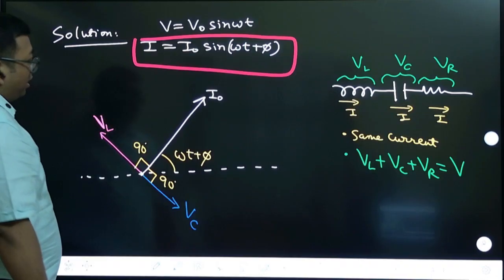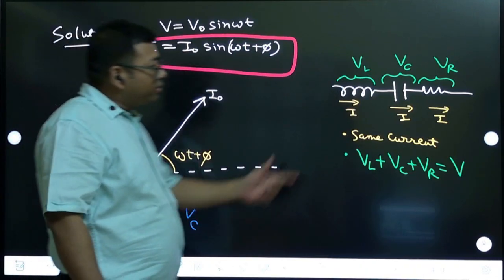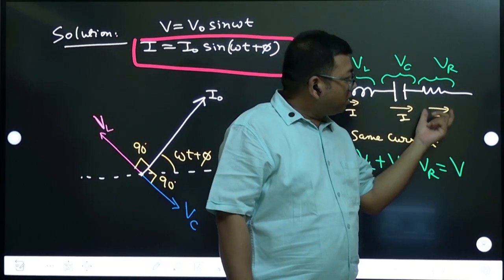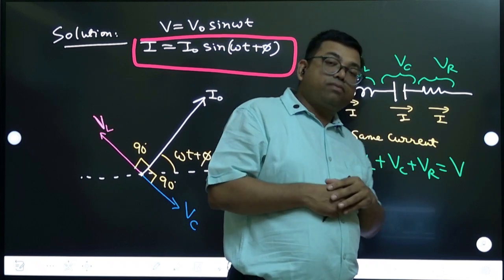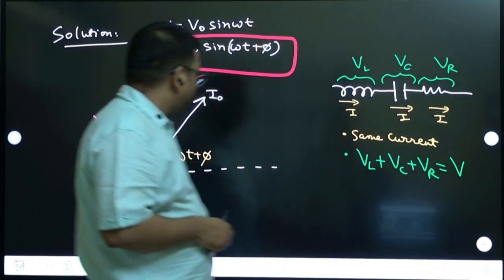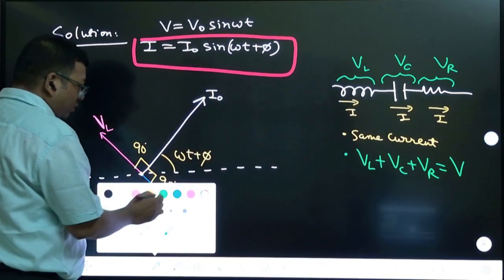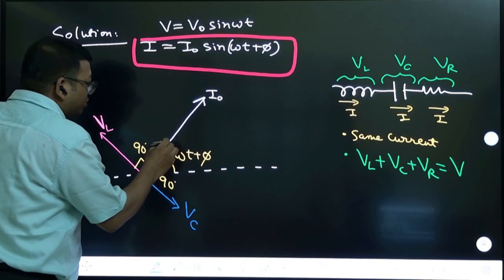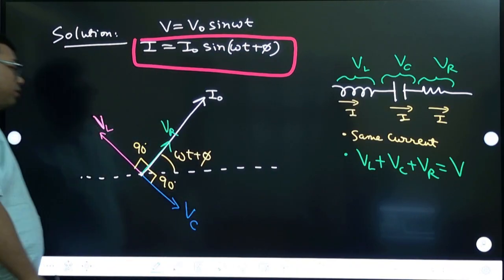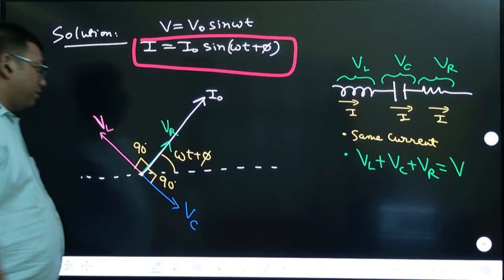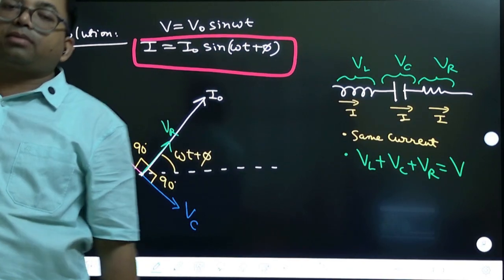Okay. And also note that now VR also I will draw. If you see VR and the current in a resistor, there is no phase difference between voltage and current. So VR I have to draw in the direction of current. This is VR. Okay, done, right? Clear? All of you got a clear idea about this? Yes.